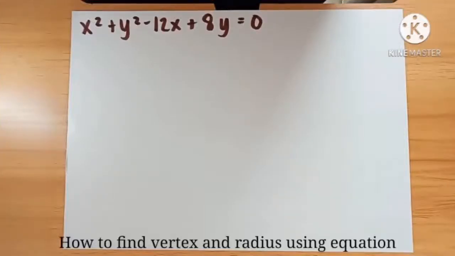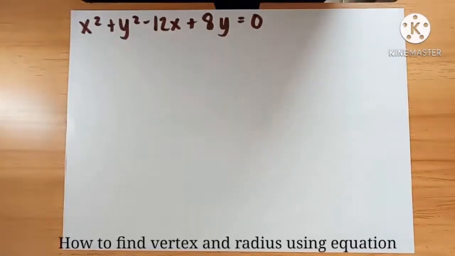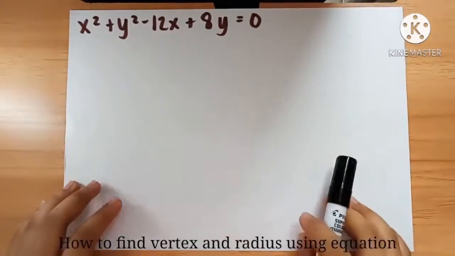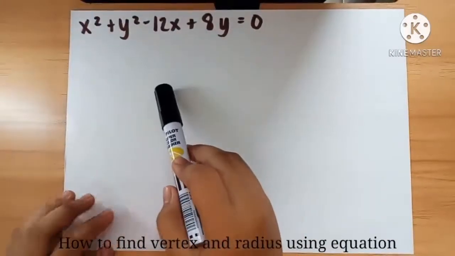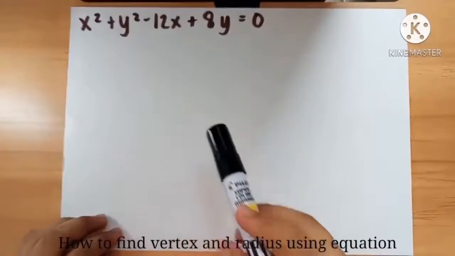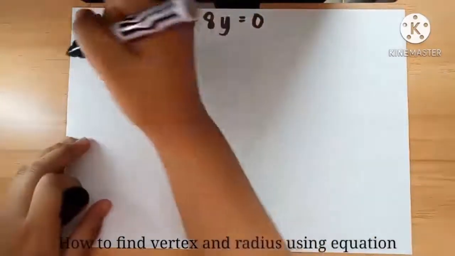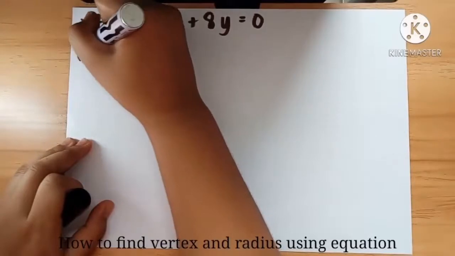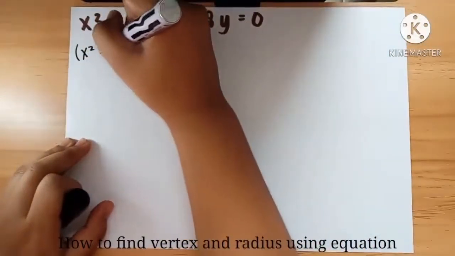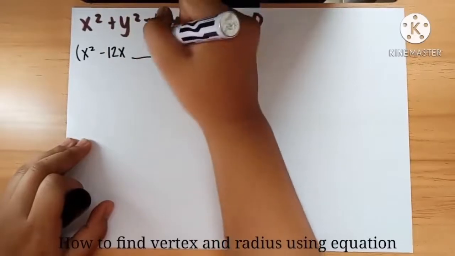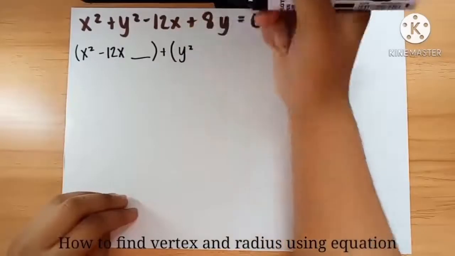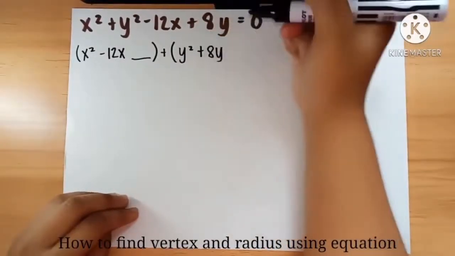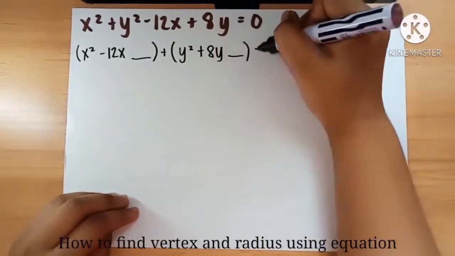To find the center and radius using the equation, we have x squared plus y squared minus 12x plus 8y equals 0. First, you have to regroup all the variables in order to find the coefficient and factor it. We have parentheses x squared minus 12x, leave a blank for the coefficient, plus y squared plus 8y, blank for coefficient, equals 0.